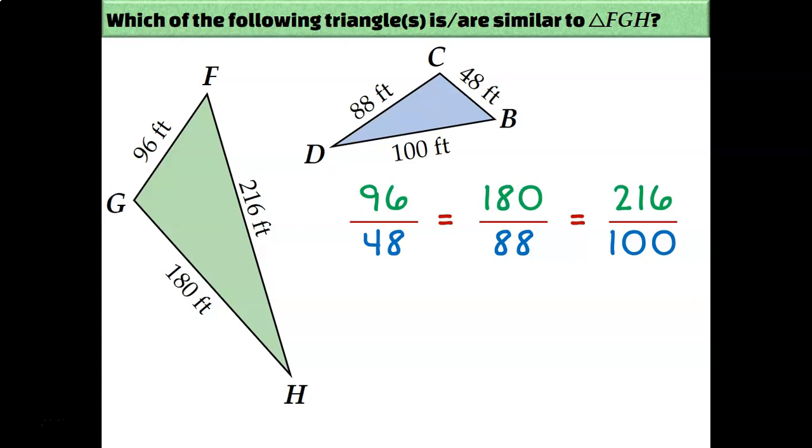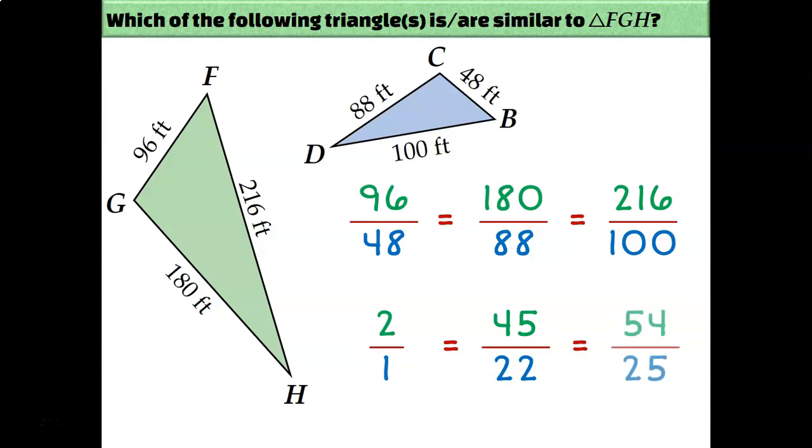They're awfully big, so you might need a calculator to help you out, but 96 over 48 would reduce to 2 over 1, but 180 over 88 reduces to 45 over 22, and 216 over 100 reduces to 54 over 25. So all of these ratios ended up being different from each other. And in fact, even if only one of the ratios was different than the others, this would still be enough information to say that these two triangles are not similar, because their corresponding sides weren't proportional.